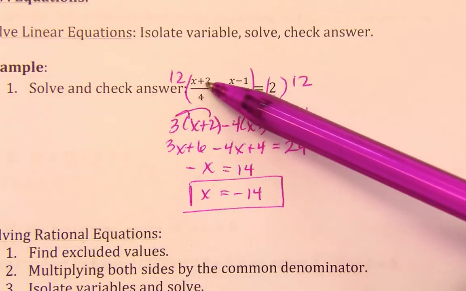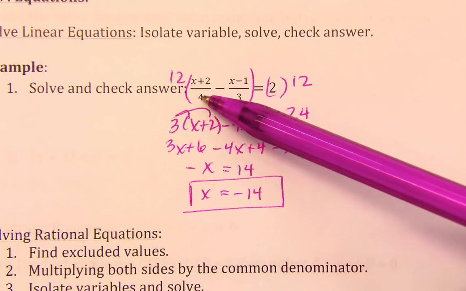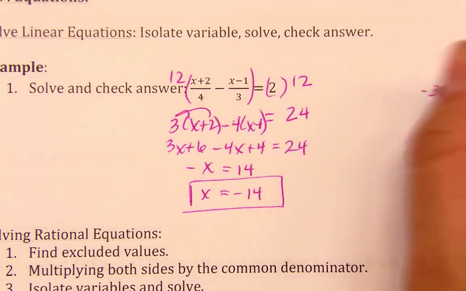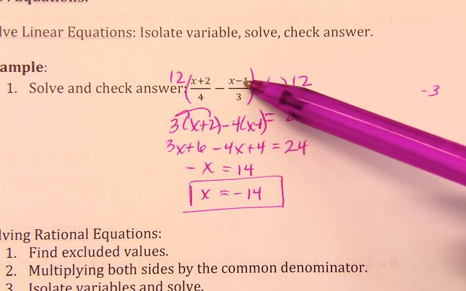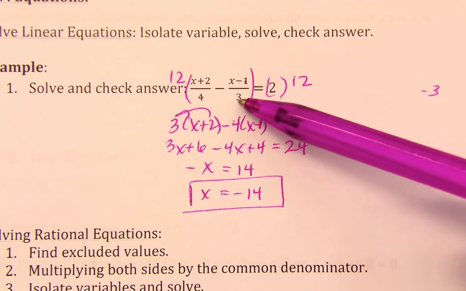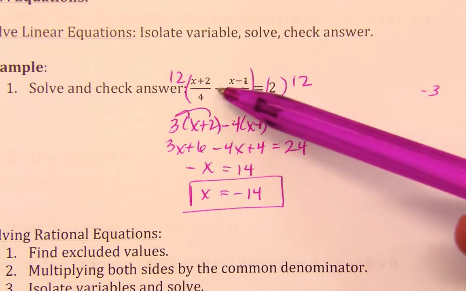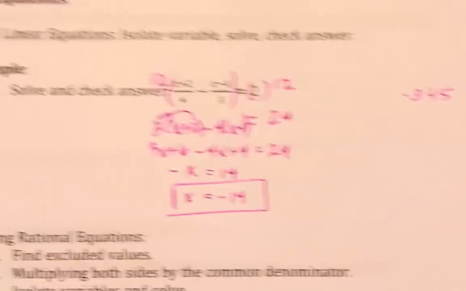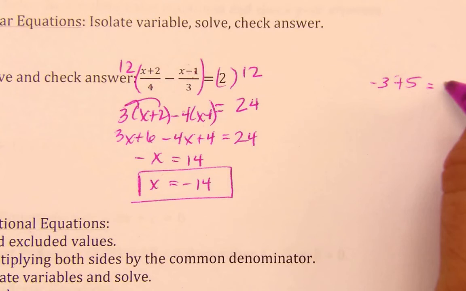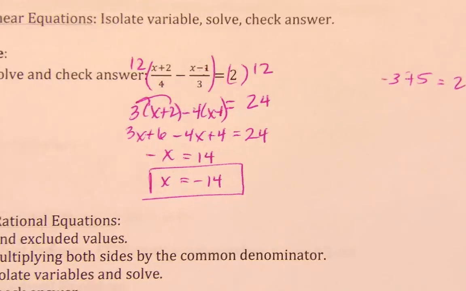Now we also need to make sure that we check our answers. So negative 14 plus 2 is negative 12, divided by 4 is negative 3, so negative 3. And then negative 14 minus 1 is negative 15. Negative 15 divided by 3 is negative 5. But minus a negative becomes positive, so plus 5 is equal to 2, and that works. So we checked our answer.